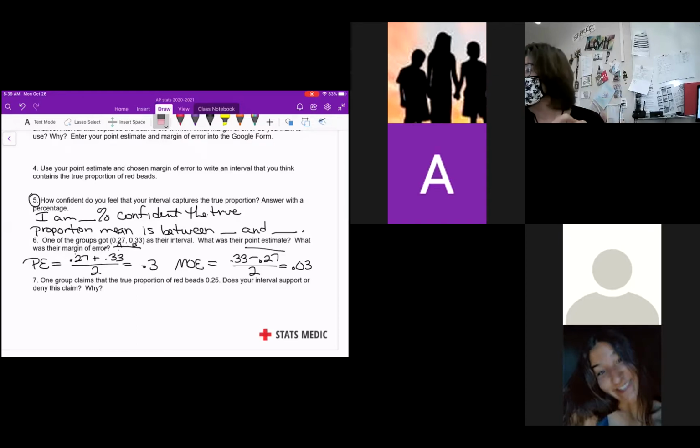For number 7, how do I know if my interval supports what I'm finding based off the point estimate mark there? Just based on whether 0.25 is inside your interval. If it's inside of it, then it supports it. If it's outside of it, it denies it.